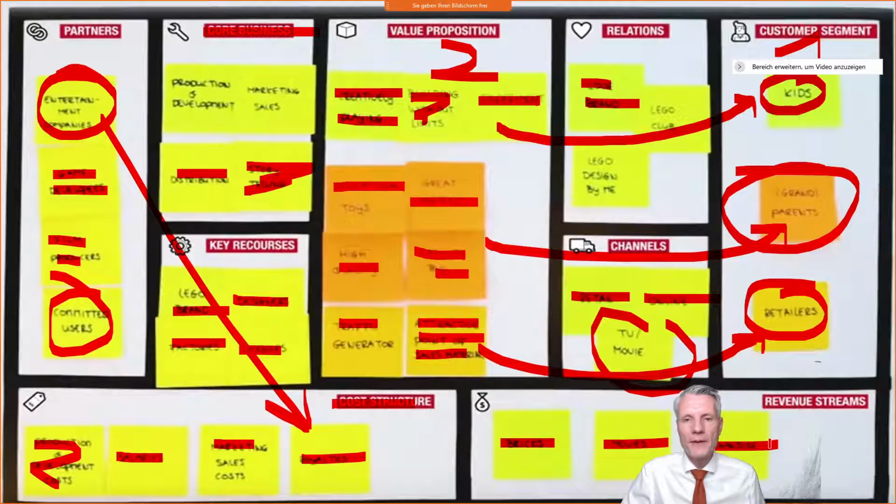So roughly speaking, that is a very comprehensive business model, the business model canvas being pre-populated using the example of Lego.